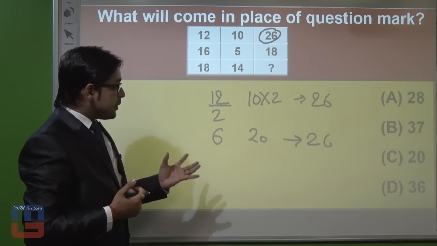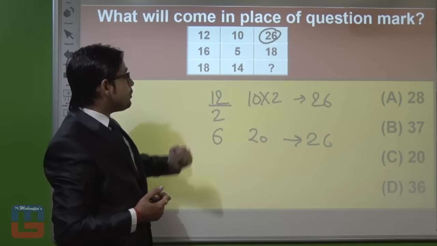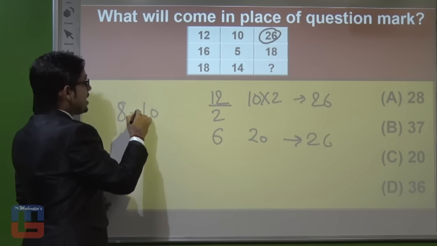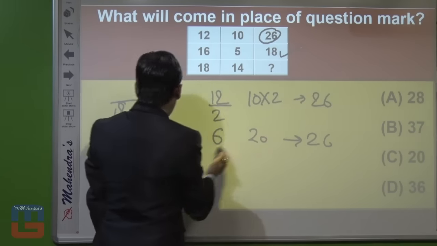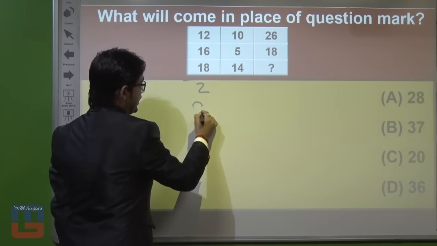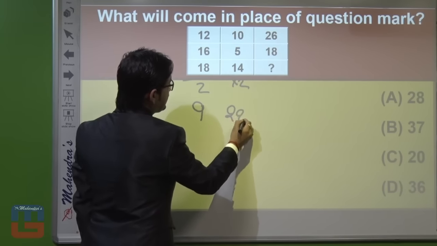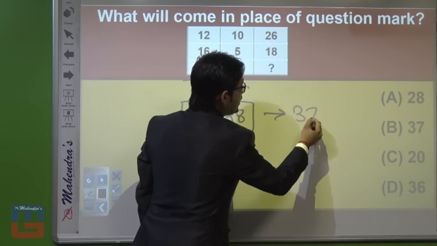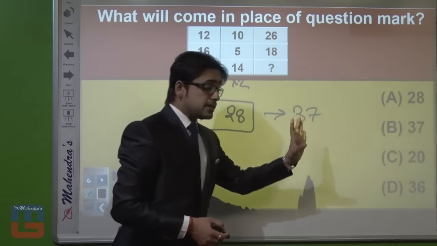Now try to check whether the method works in the second row or not. 16 divided by 2, you will get 8. 5 into 2, you will get 10. After adding 8 plus 10, you will get 18. Last, what are you supposed to do? 18 divided by 2, you will get 9. 14 into 2, you will get 28. 28 plus 9, the final output will be 37. So the right answer of your question is 37.